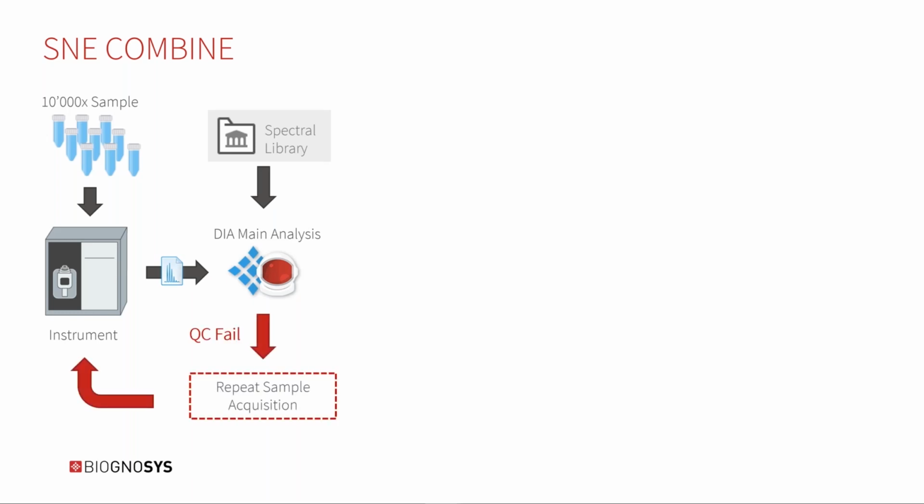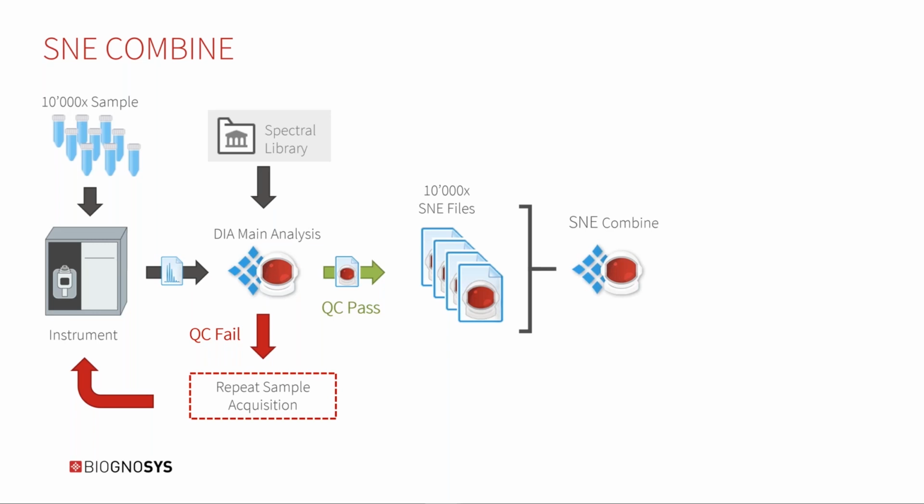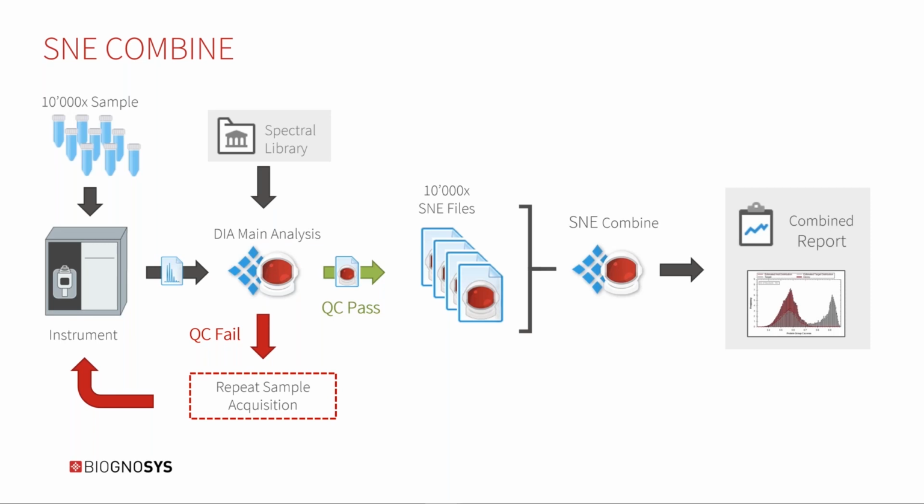At this point, you could already have immediate QC feedback that you determine yourself in the beginning. So if you have a QC fail, essentially, you could immediately start reacquiring that particular sample because maybe the instrument needed cleaning or whatever. But if everything is good and passes your QC criteria, you can save the experiment as an SNE file and store it for later for the final SNE combined pipeline. Once the entire series of 10,000 samples was acquired, you can then immediately, after the last sample is done, shove everything into SNE combine and get your final report in the matter of hours to days, depending on how large your experiment is.